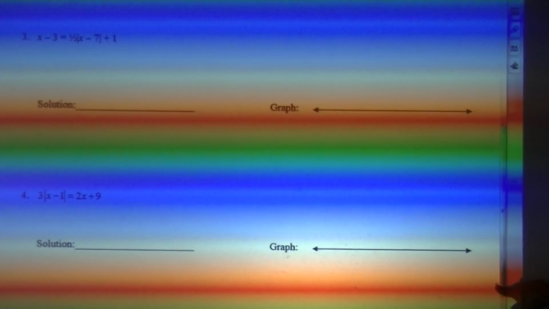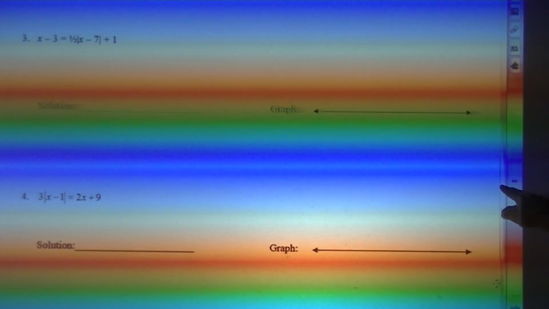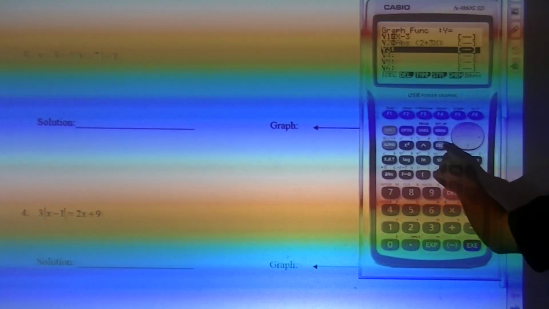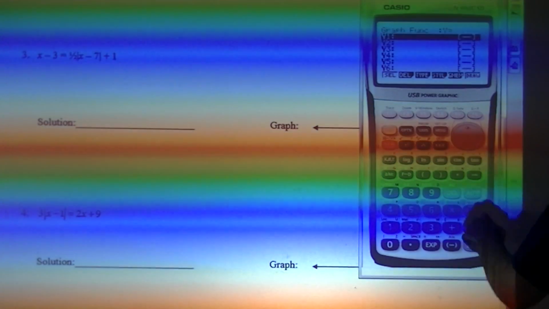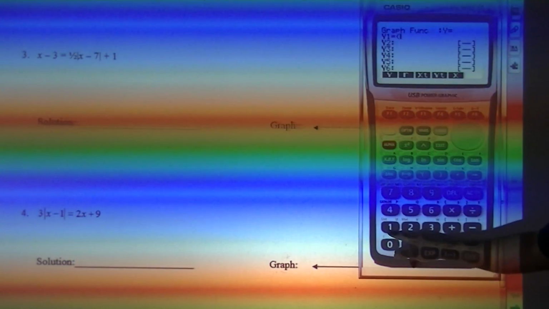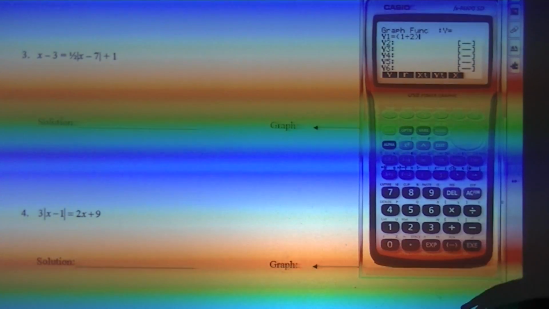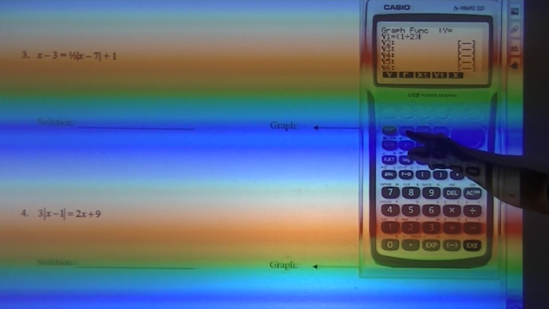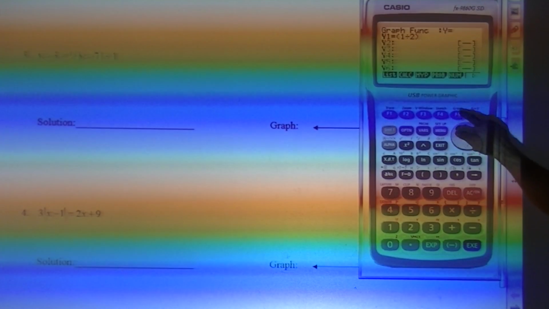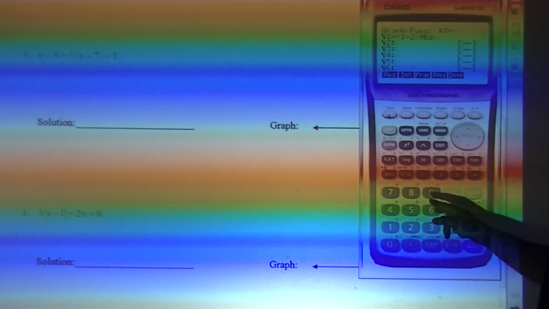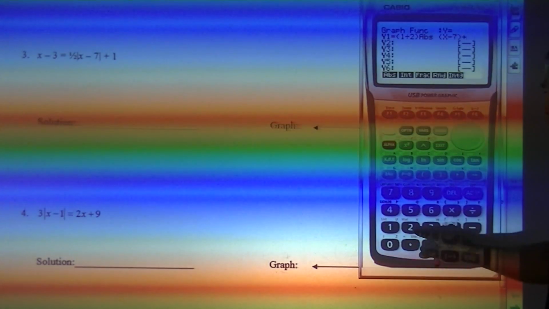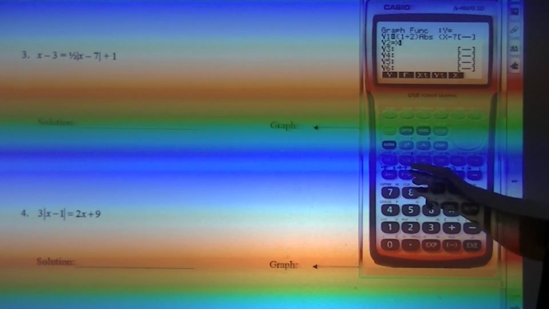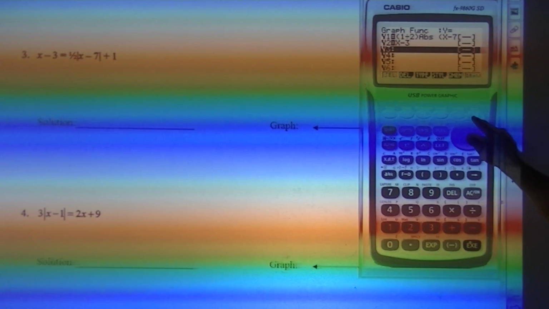Alright, number 3. I'm going to graph the right side. I'll go back and delete both of these. So the right side of the equation is 1/2, parentheses 1/2, absolute value. So Option, Num, which is F5, ABS, which is F1, x minus 7, plus 1. The other side is going to be x minus 3, execute, draw.